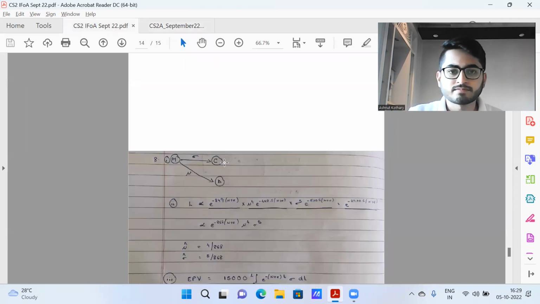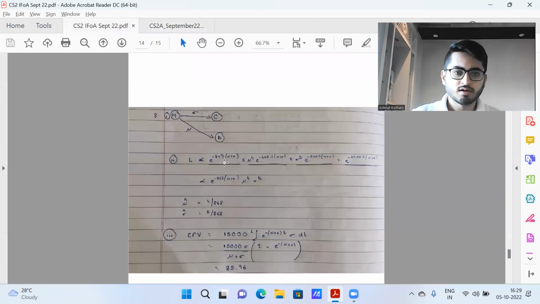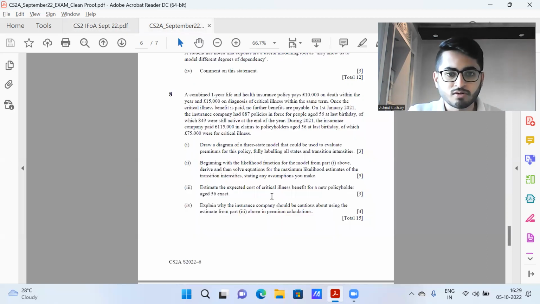Now here, this is the model. I'd like to highlight the assumptions. I am assuming that on average, deaths or critical illness are occurring at the middle of the year, and therefore the corresponding 0.5 there. Also, certain lives you'll see that we started with 887 lives, and 849 were active. 5 of them took critical illness benefit. 4 of them took death benefit. So the remaining lives, they were kind of censored.